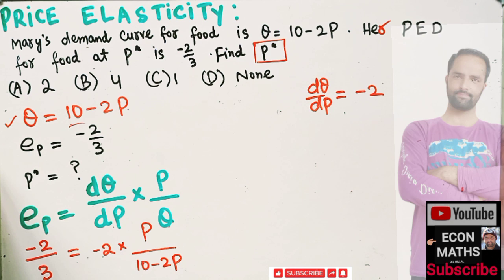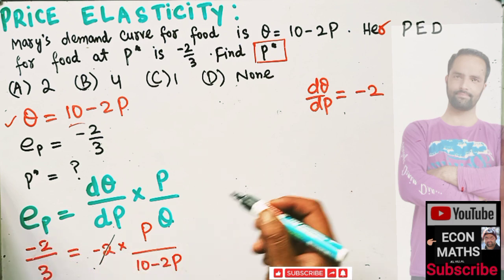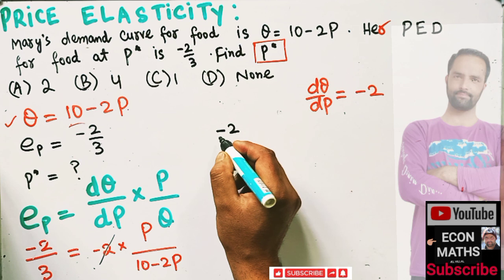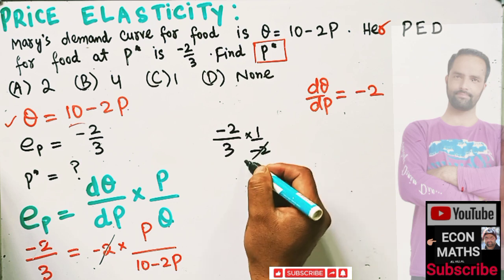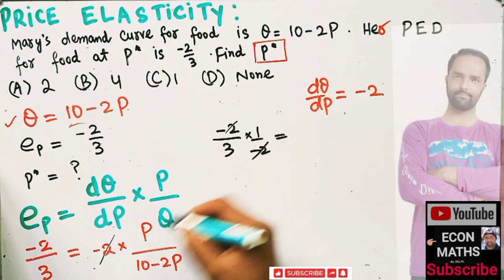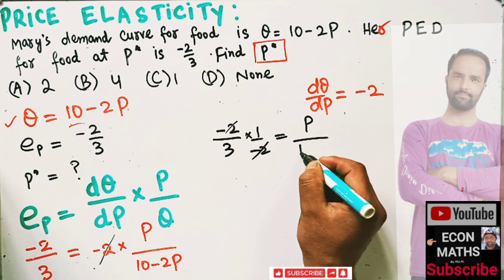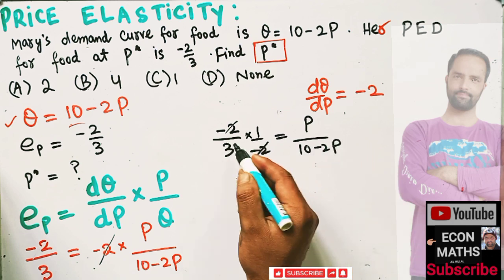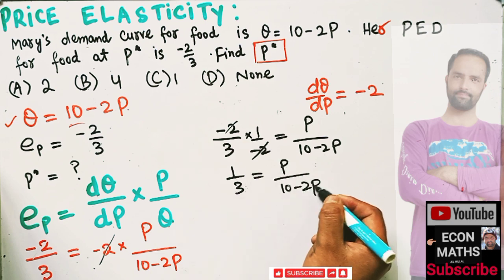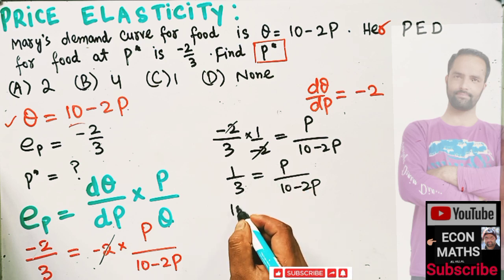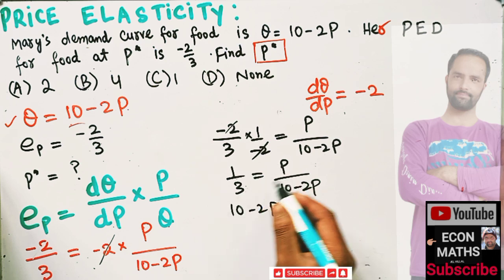Now, I can cancel these two, but I will transpose this here. Let me write it like this: minus 2 upon 3. If I transpose, it becomes 1 upon minus 2, then you can cancel. We have P upon 10 minus 2P. So we are left with 1 upon 3 should be equal to P upon 10 minus 2P. Cross multiplying, we have 10 minus 2P should be equal to 3P.